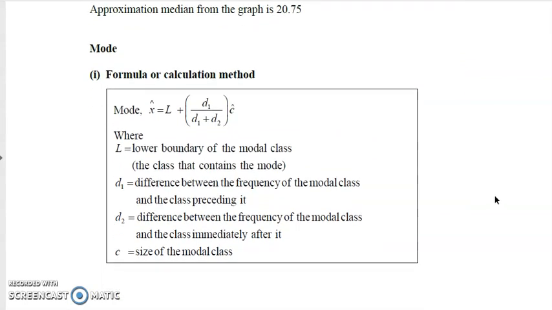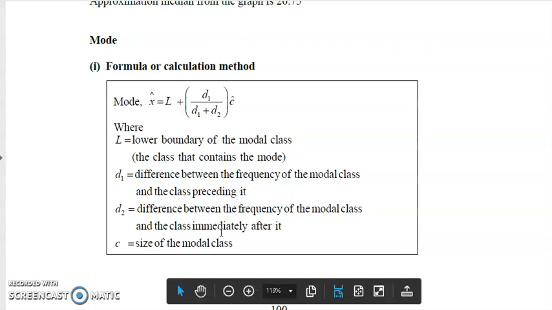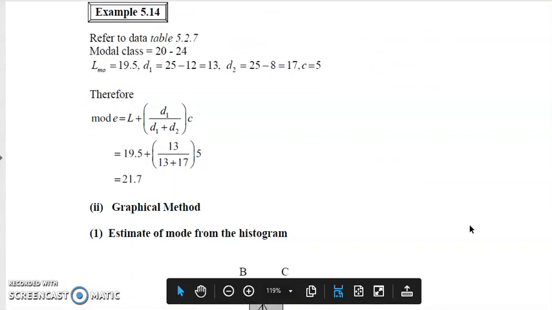The mode also has a formula, where we put an x with a triangle on the x, and we have L plus D1 over D1 plus D2, times C. C is our class size, the size of the modal class. L is the lower boundary of the modal class, and D1 is the difference between the frequency of the modal class and the class preceding it, and D2 is the difference with the class immediately after it. Don't worry, we are going to see it together with an example.